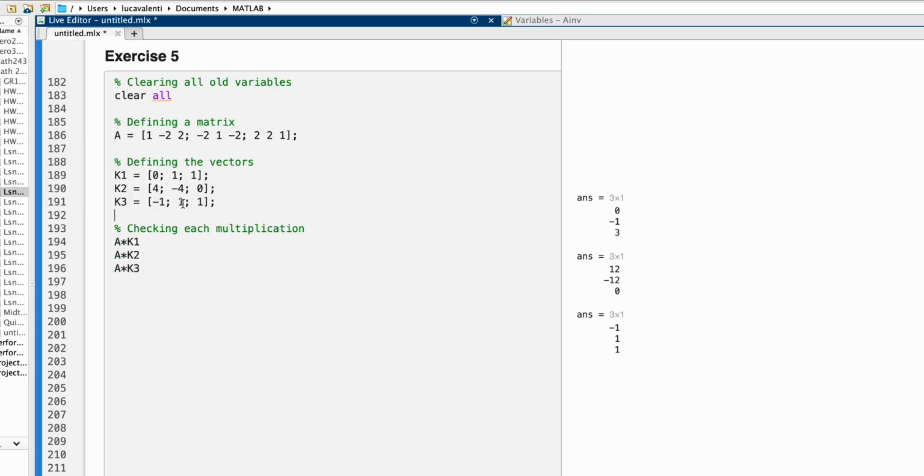And then let's see this one right here. This one is just the original vector, so there's another eigenvalue of 1. So it seems like there are at least 2 eigenvalues, and these 2 eigenvalues are 1 and 3. And these two, K2 and K3, are both eigenvectors. So that's our answer.